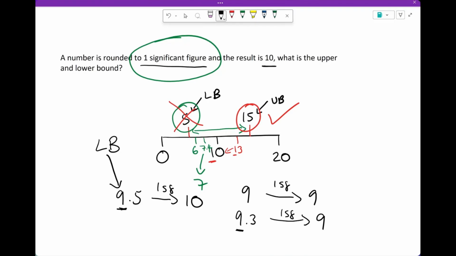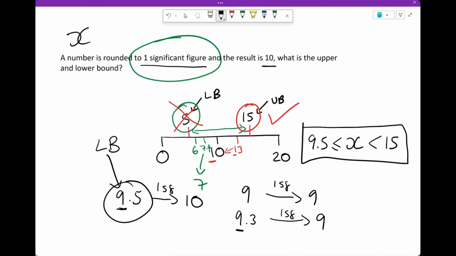So if we were to consider our error interval, let's call our number x. I'd write x in the middle, our upper bound, which was the 15, to the right, and our lower bound, which was the 9.5, to the left. Then we could put our inequality symbols in, so it'd be greater than or equal to towards the x, and smaller than towards the x. So this error interval looks different to all the ones we've had so far.